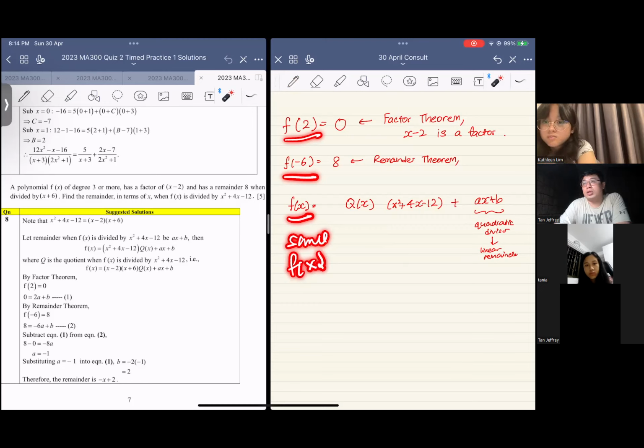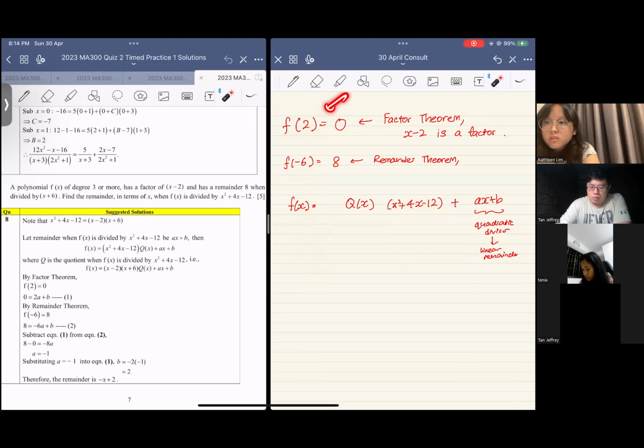Now, how do we draw the connection between the first two hints provided to us in this question? Actually, x squared plus 4x minus 12 can be factorized into (x minus 2) times (x plus 6). Correct, precisely, x minus 2, x plus 6. So that is the second most important step in the whole question.